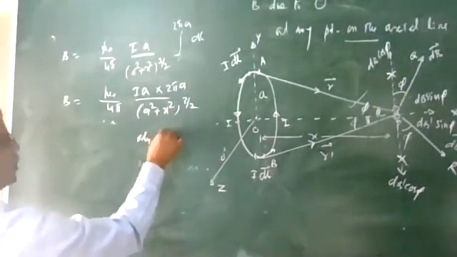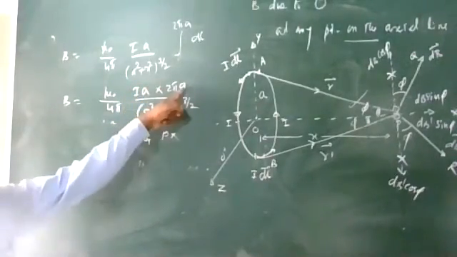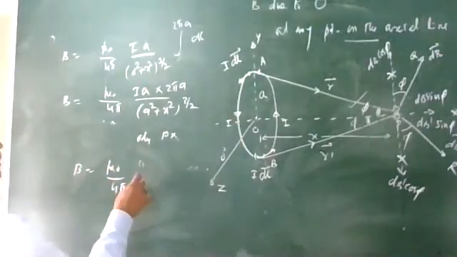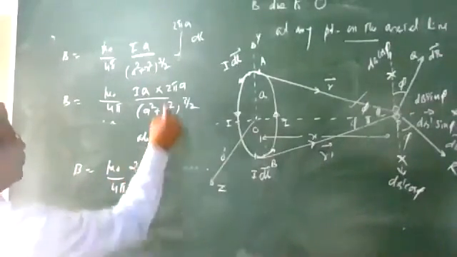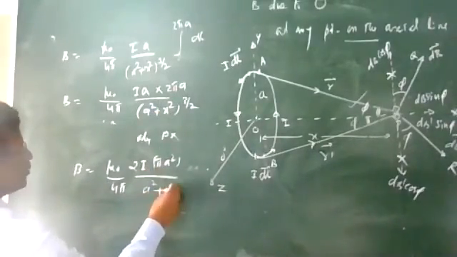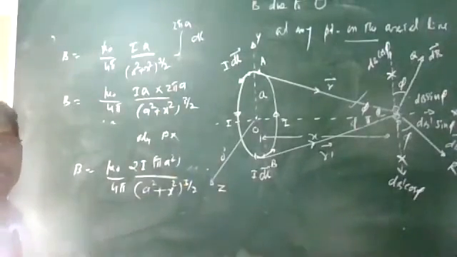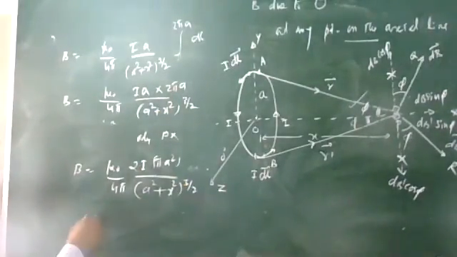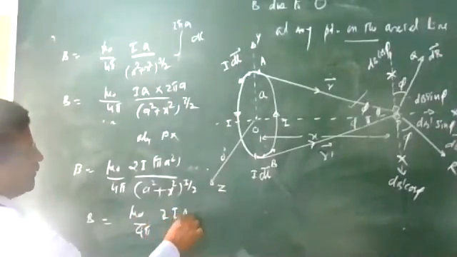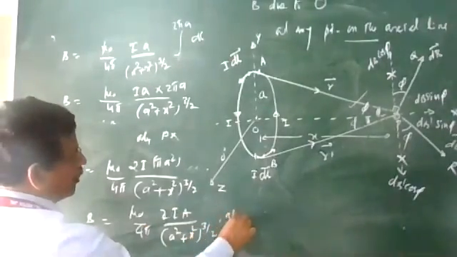It is along PX. We will do a little arrangement. We will put this 2 with I, and a with a together. So B equal to mu naught by 4 pi, 2 I into pi a square divided by a square plus x square to the power 3 by 2. What is pi a square? It stands for the area of cross section. The last step I am writing: B equal to mu naught by 4 pi, 2 I A divided by a square plus x square to the power 3 by 2, and the direction is along PX.